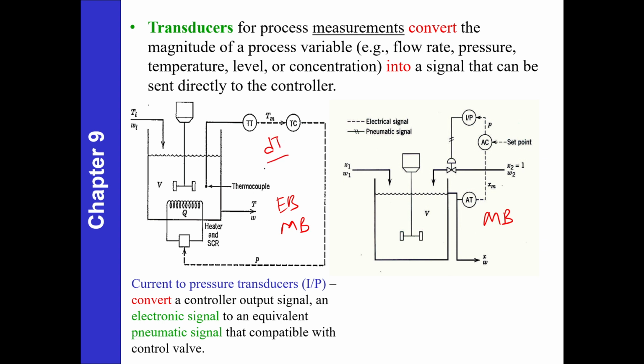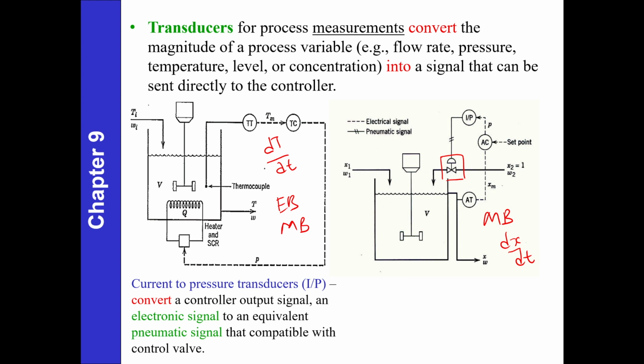This is dT over dt. This one should be dx over dt, right? So here we have a control valve. This is the symbol of a control valve. This is basically a P&ID.